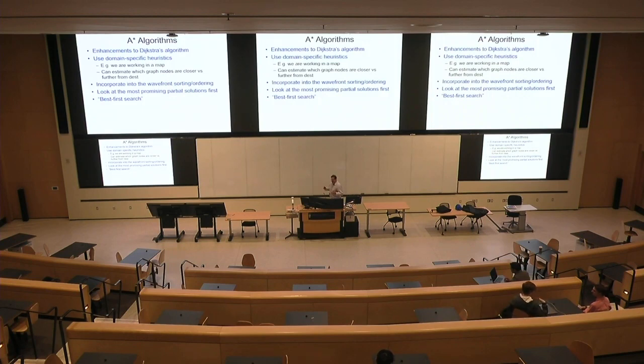Which is a good and efficient path search algorithm. But we saw we waste some time exploring in directions that are kind of going away from our destinations. They're unlikely to lead to anything very good. So maybe we can do even better. And you can do better. And the class of algorithms that can do better than Dijkstra's are called A-star algorithms.